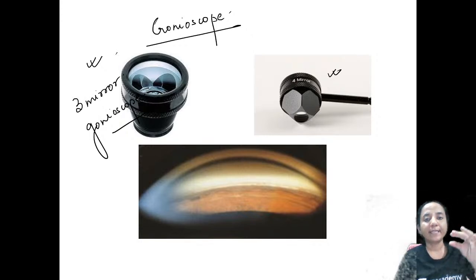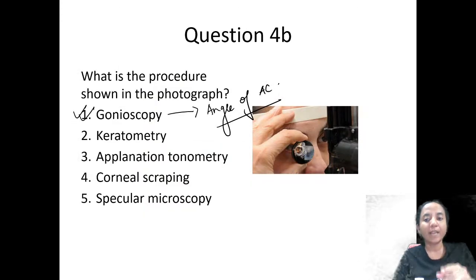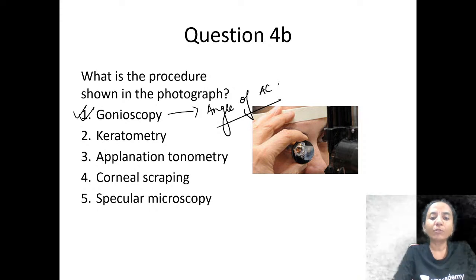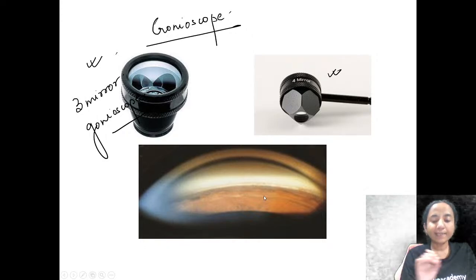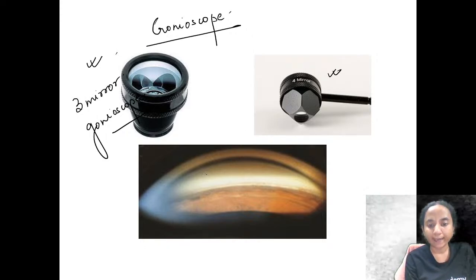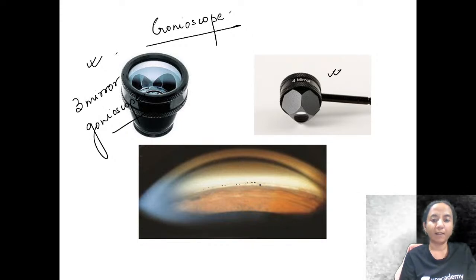You have to first anesthetize the cornea and make the patient sit on the slit lamp. Now insert this gonioscope and look through your eyepiece. When you look through your eyepiece, this is what you see. You get to see the angle, which looks like this. In this angle, it's very important to identify this faintly pigmented line here. This faintly pigmented line is your trabecular meshwork.